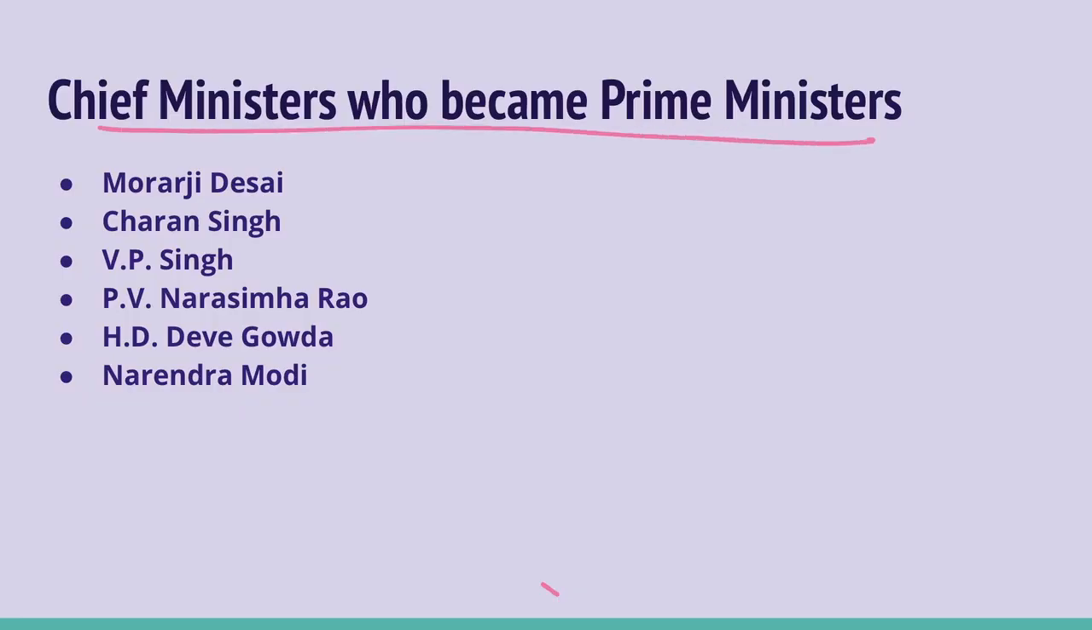Chief Ministers who became Prime Minister. There are 6 people who were Chief Ministers and then became Prime Minister: Morarji Desai, Charan Singh, VP Singh, P.V. Narasimha Rao, H.D. Deve Gowda, and Narendra Modi. These are the people who were chief ministers of their states and became the prime minister of India.